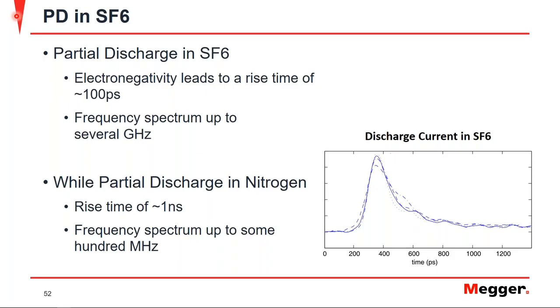Now, when we look at partial discharge with nitrogen, which is more or less the air conditions, since air is 98% nitrogen, we can see the rise time is only 1 nanosecond, which only translates to a few hundred megahertz. So the spectrum of the PD pattern within GIS is completely different than that of an air insulated medium.